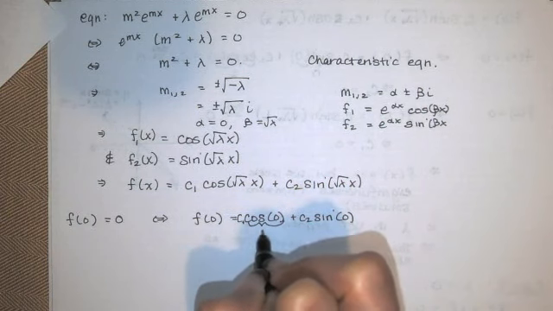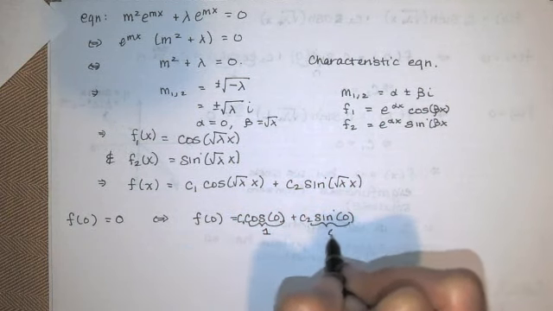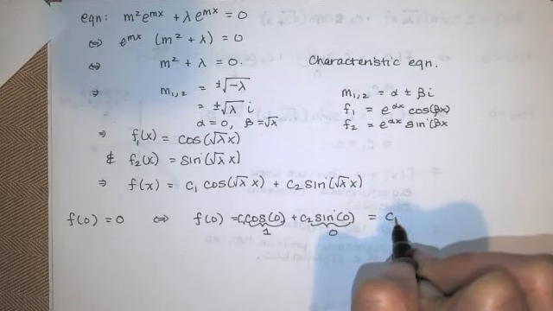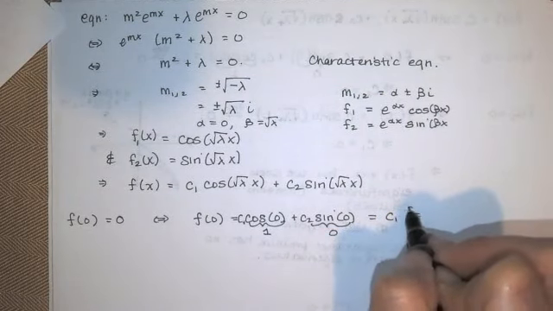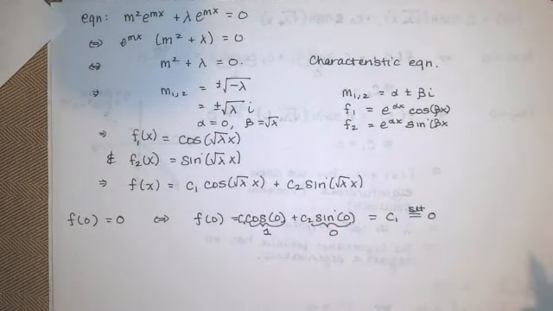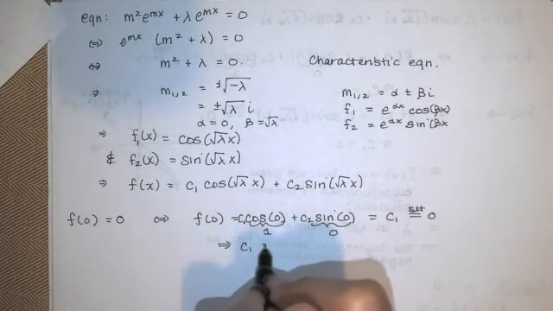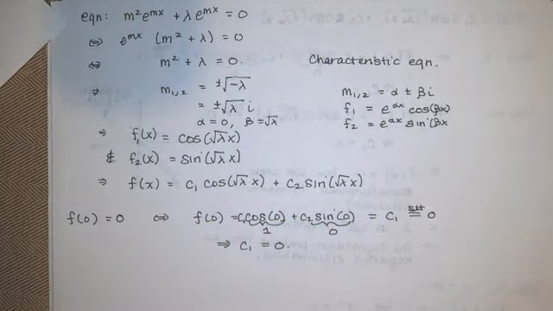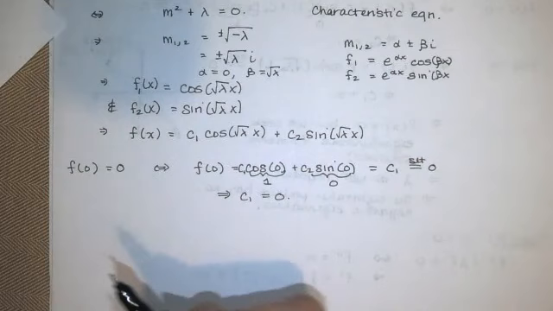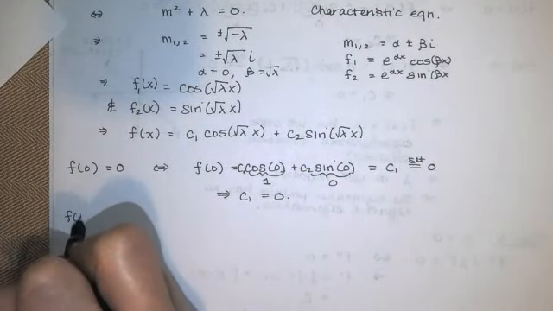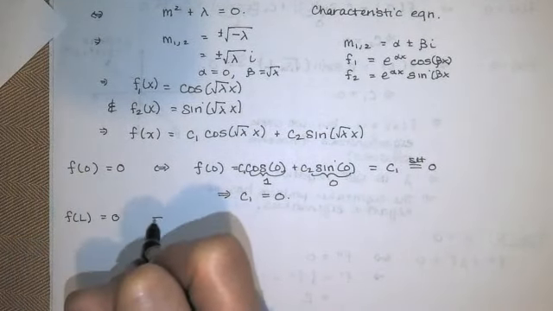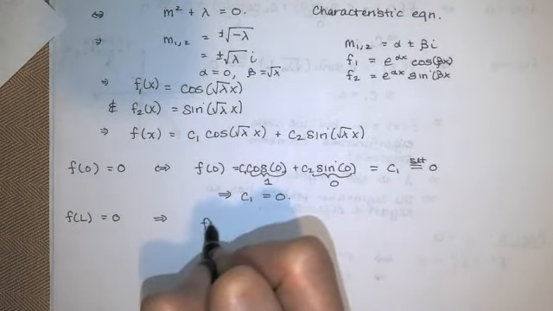Cosine of 0 is 1. Sine of 0 is 0. So we get C1 there. We're going to set that equal to 0. So that means that C1 is equal to 0. And then f of L equals 0 implies the following.